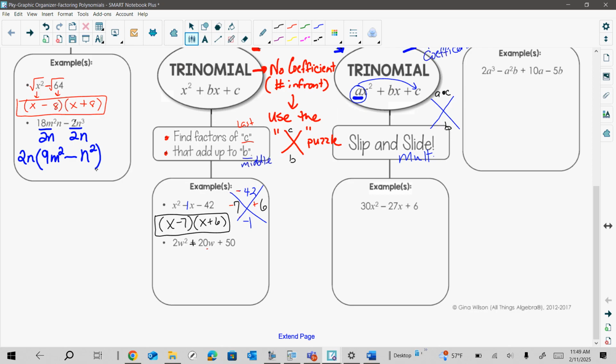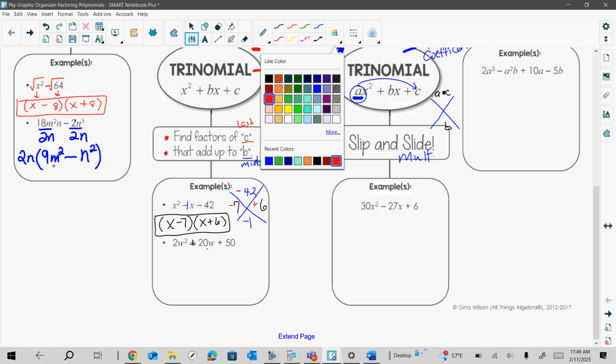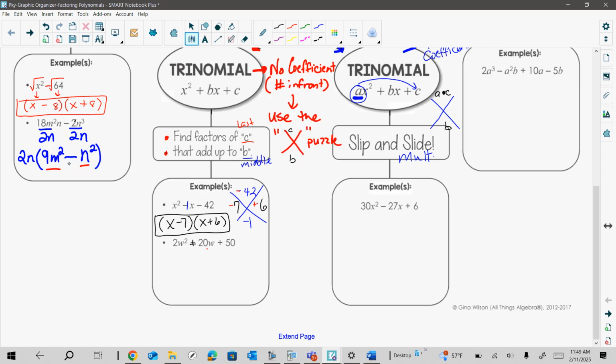Okay, so now what you have here, these 2 terms have the minus sign and they're perfect squares. I can take the square root of the first term and the square root of the second term. The 2n is going to stay outside. So the square root of 9m squared is 3m. So we're going to have 3m minus n and 3m plus n. The difference of squares, the binomials are always minus and plus.